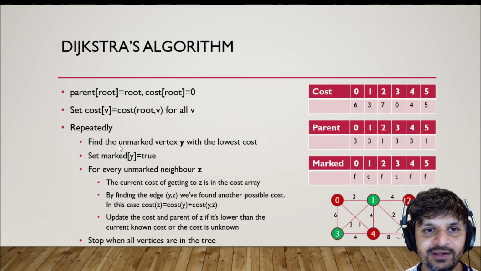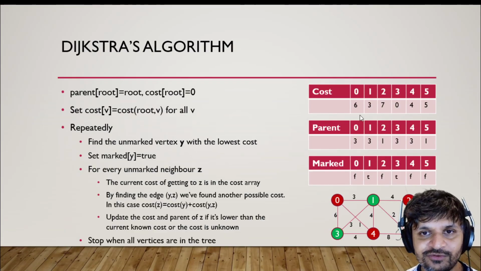Then it says find the unmarked vertex y with the lowest cost. When I look through this list, the cheapest vertex is 3, which costs 0, but it's marked. Then 1, which costs 3, but that's also marked. So of the ones that are left, the 6, 7, 4, and 5, the cheapest is vertex 4. So the next thing I'm going to add to the tree is vertex 4. I set marked of vertex 4 to true, and then for every unmarked neighbor z, its unmarked neighbors are 0 and 5, those are the ones it has an edge to.